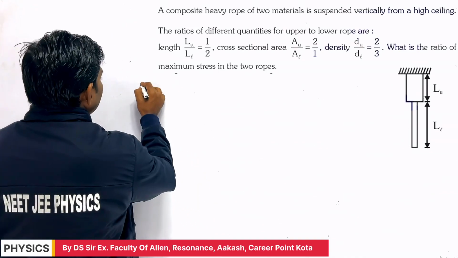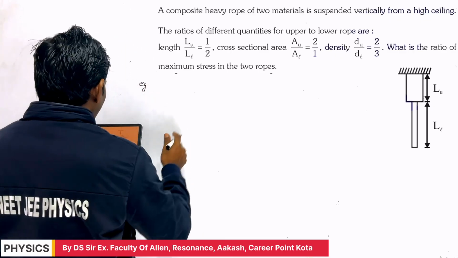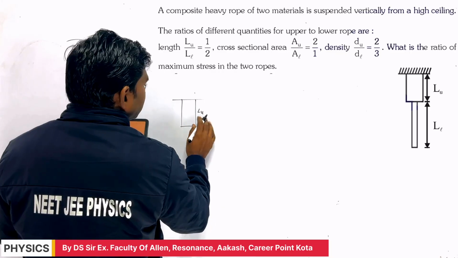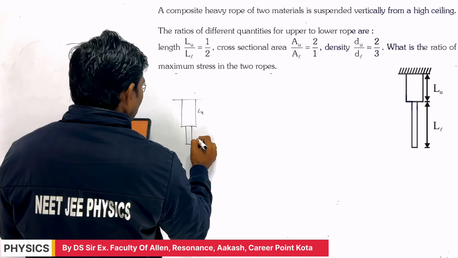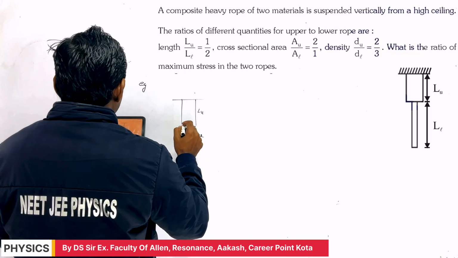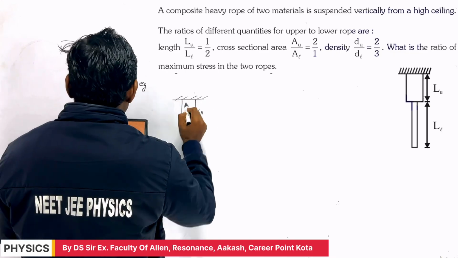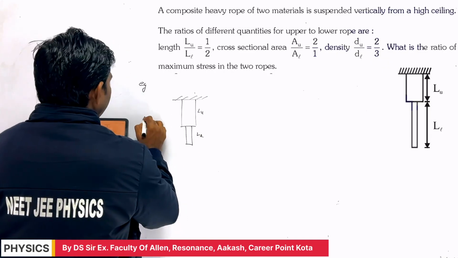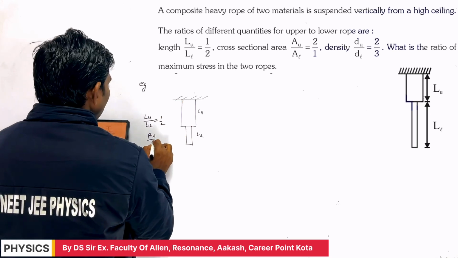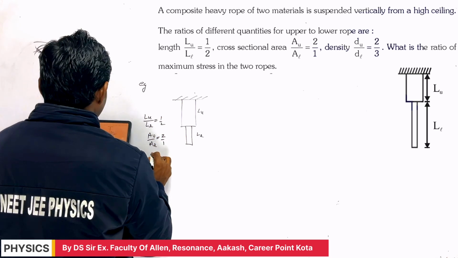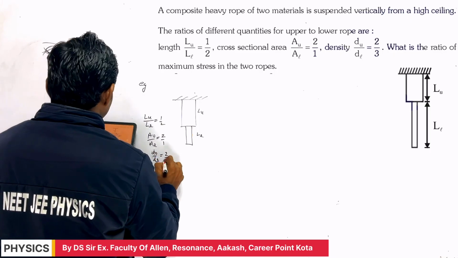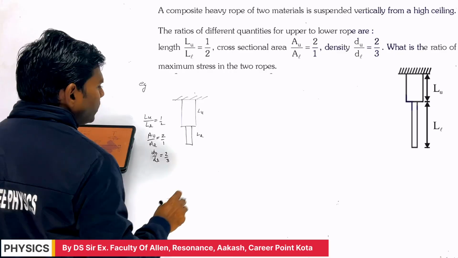So read this question. In this question, a composite heavy rod made of two materials, right? And the length is LU. This is the upper rod and upper rope. This is the lower rope, right? Suspended vertically from a high ceiling. The ratio is given LU:LL is equal to 1:2. AU:AL is equal to 2:1. Density DU:DL is equal to 2:3. What is the ratio of the maximum stress in the two ropes?